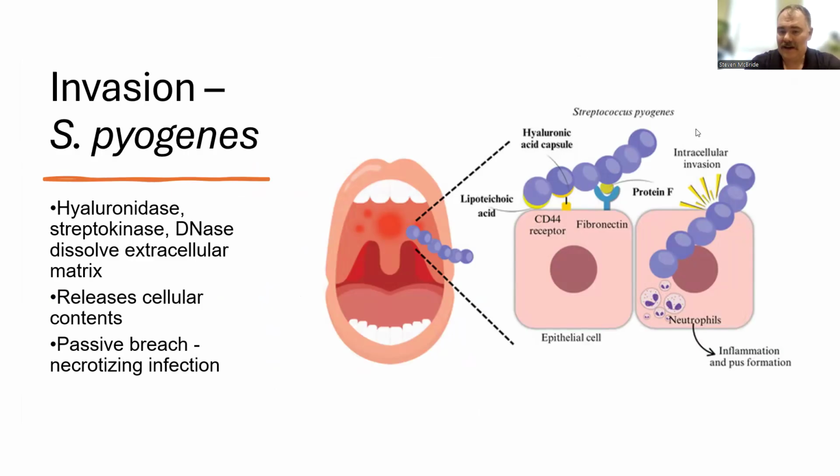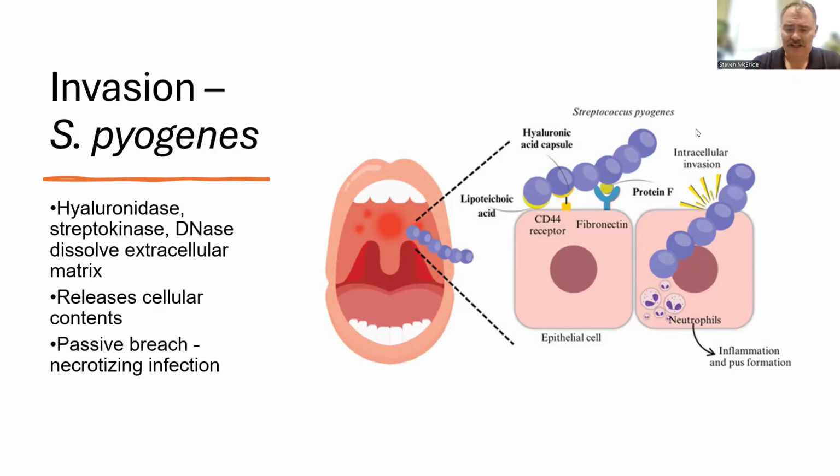So far, we've looked at pathogens that invade by entering the host cell. Streptococcus pyogenes often takes a very different approach. Rather than relying primarily on intracellular invasion, it spreads through tissues by breaking down the structures that normally hold tissues together. To accomplish this, the bacterium produces several extracellular enzymes. Hyaluronidase degrades hyaluronic acid, an important component of connective tissue, often described as the cement between cells. Streptokinase activates plasmin, which dissolves fibrin clots that would otherwise help contain the infection.